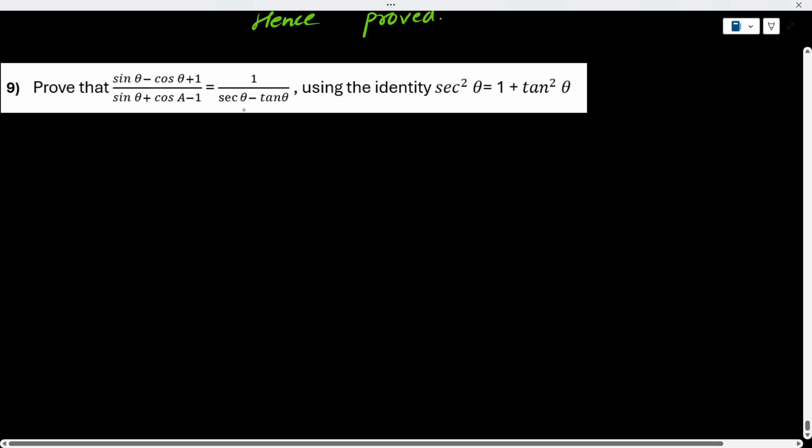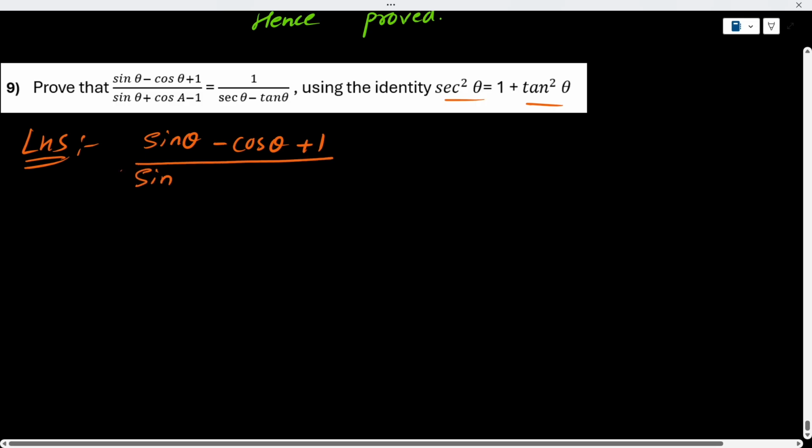Again, you can see that I have to use the identity. That means we cannot have the terms with sin theta and cos theta. So what is there in the left hand side? It's given as (sin theta minus cos theta plus 1) by (sin theta plus cos theta). It's given as a here, but it has to be theta, so change it to theta, whether the given angle is a or theta.